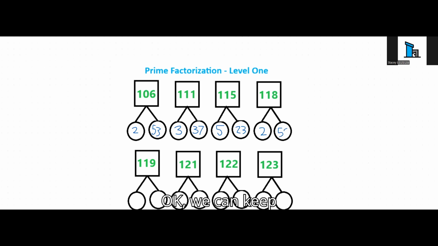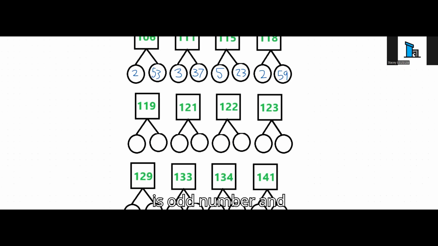Okay, we can keep on going. 119, it is an odd number. And let's add up the digits. Since it's not even, say 1 plus 1 plus 9. Oh, well, that's 11. So it's not a multiple of 3. It doesn't end in 5, so it's not a multiple of 5 either.